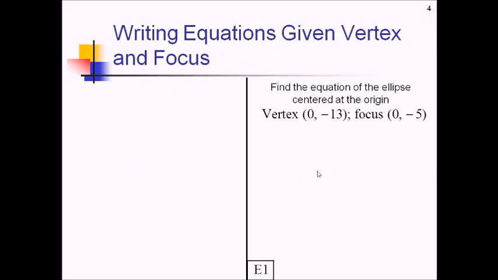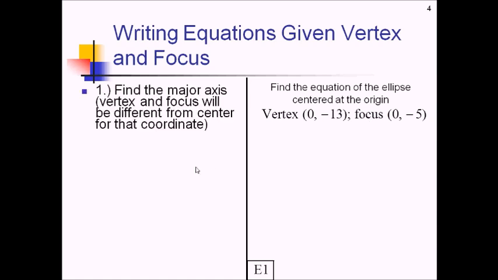Let's dive right in now and find the equation of an ellipse centered at the origin with the following vertex and focus. First thing we should do is identify what the major axis is going to be. If you're not sure, the vertex and the focus are going to be different from the center for that coordinate. In this case, since the center is the origin, the only thing that's not 0 is going to tell us what the major axis is. So in this case, that's going to be y, because the y value is what changed for each of these.